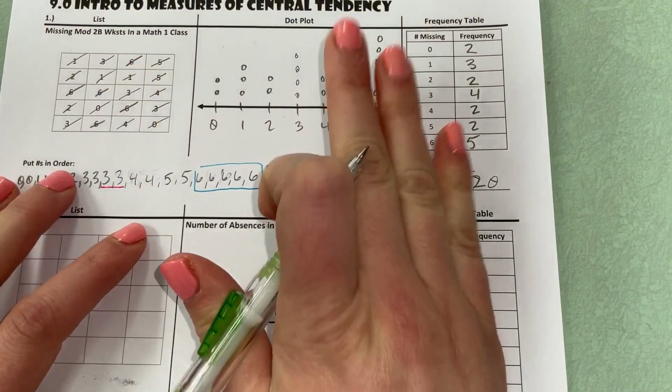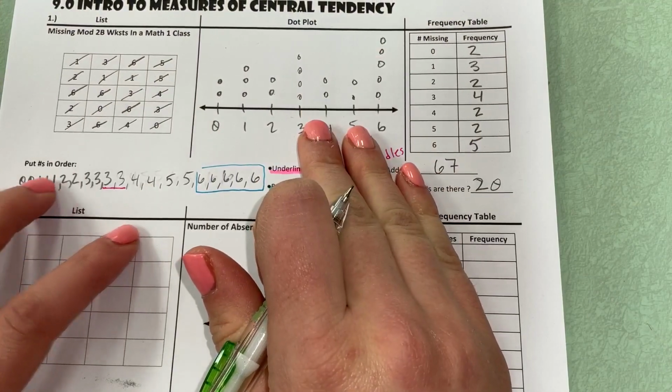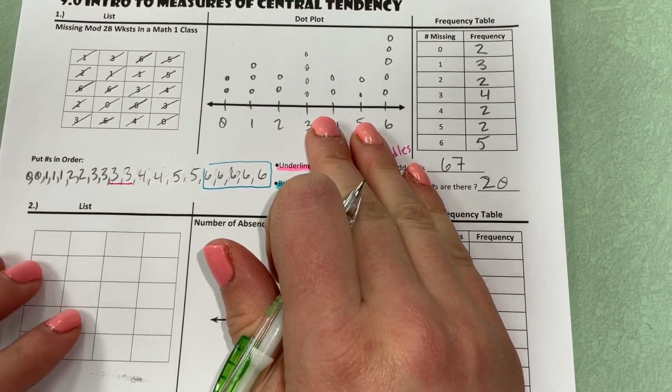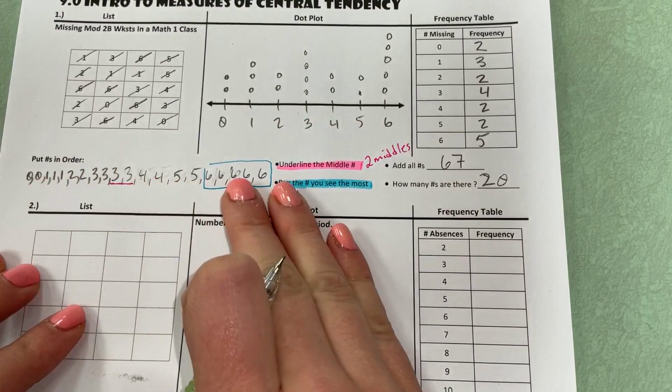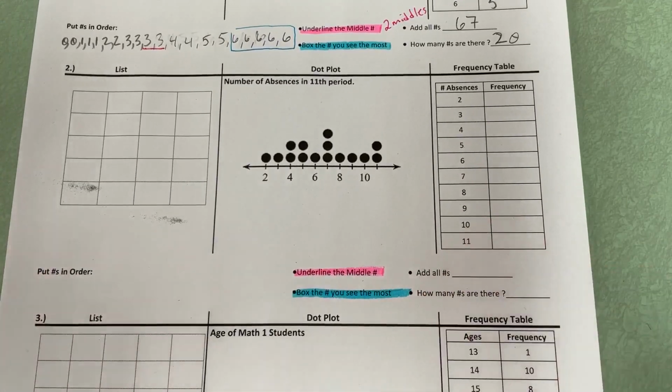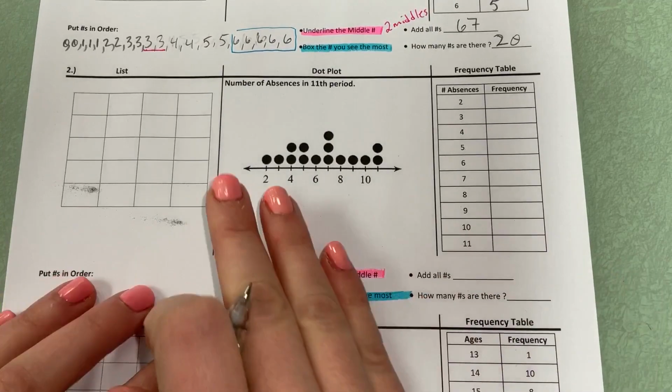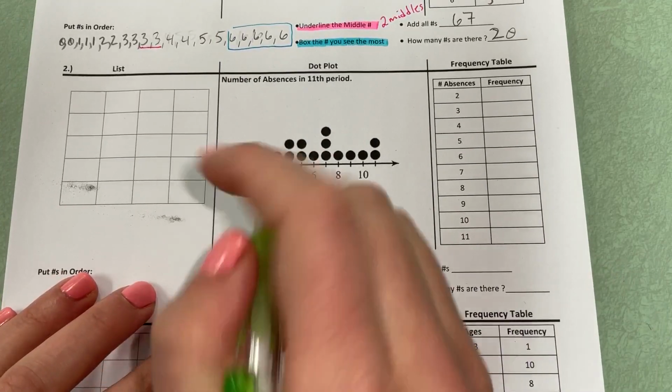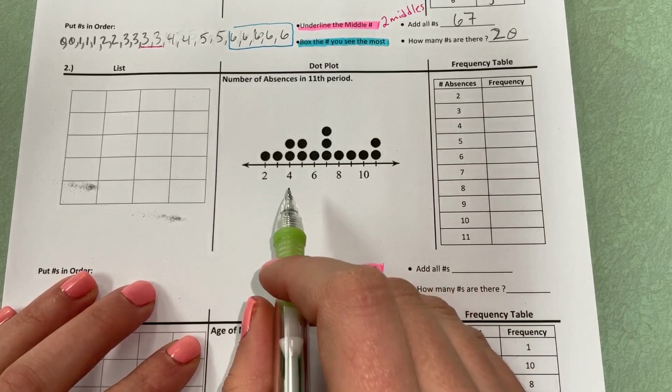If you've got good mental math, multiplying skills, 100%. If you're like, oh, it's a bit of a struggle, then just put the numbers in order, adding them into your calculator. All right, next one, we're going to do a little bit faster now. So now we have a dot plot, and this is the number of absences in an 11th period.